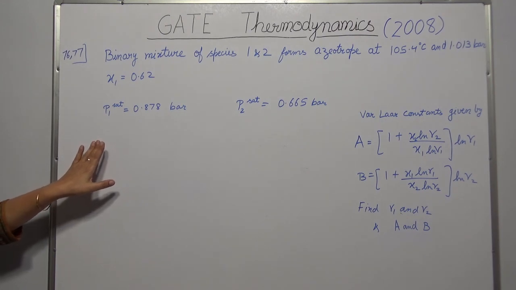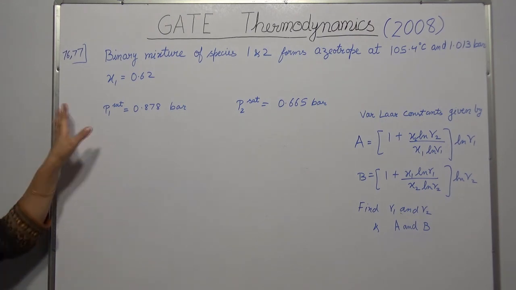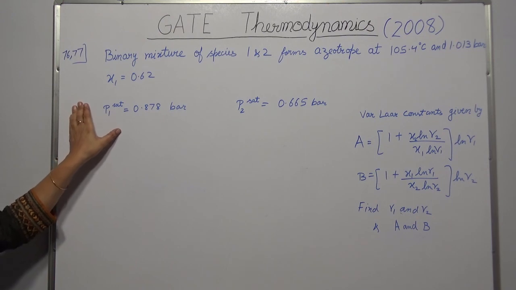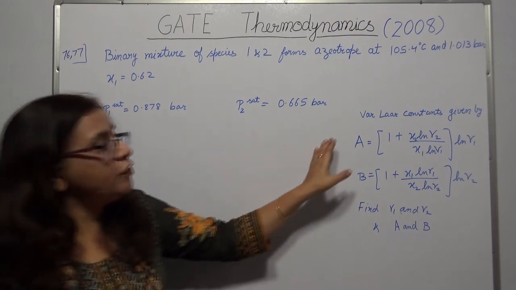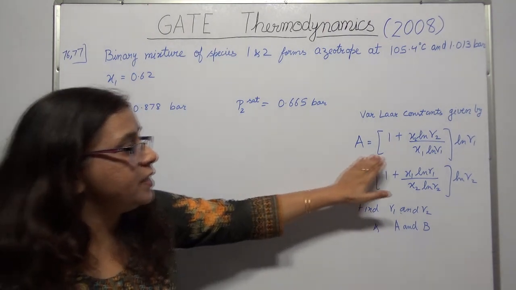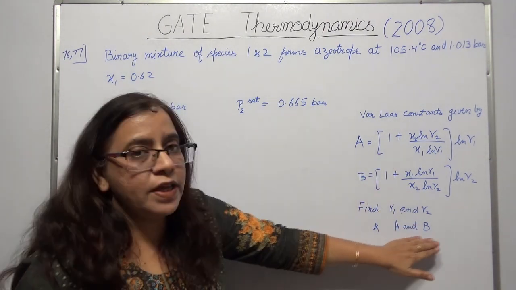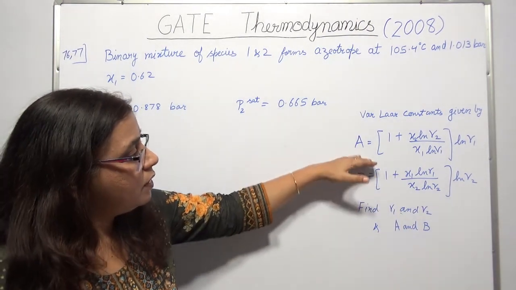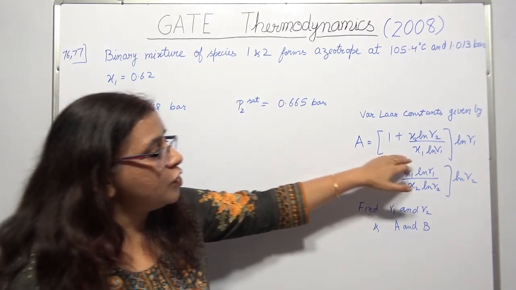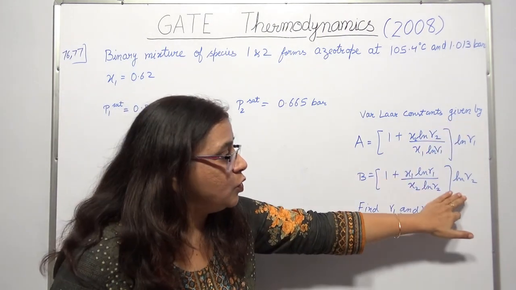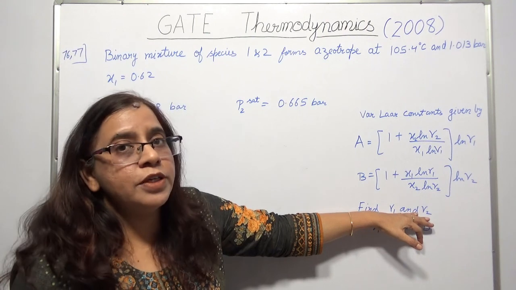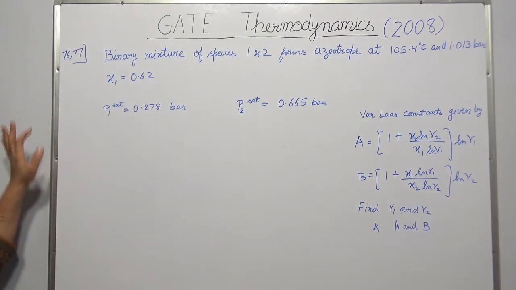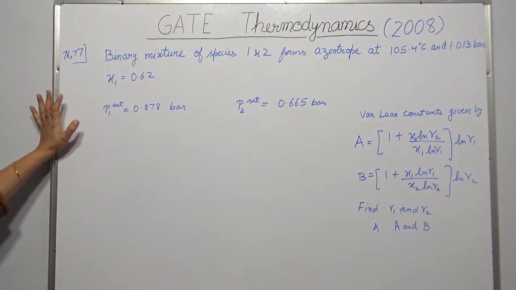Now they have asked you to calculate the value of your activity coefficients gamma 1 and gamma 2, and further, if your Van Laar constants are given by these equations, find the values of A and B. The equations for A and B are in terms of your mole fractions and your activity coefficients. So the first step is to calculate your activity coefficients. It's very simple, so let's go through this problem.